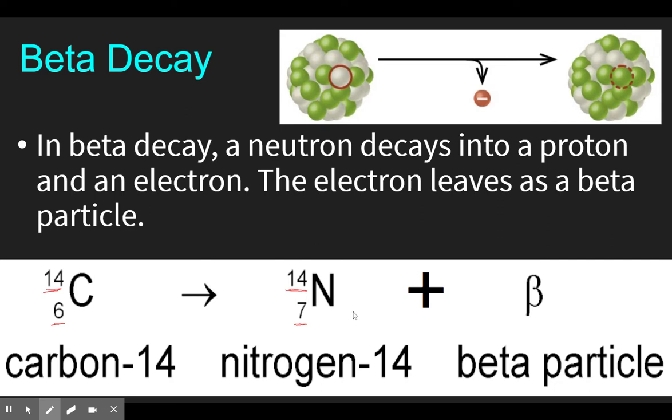At the same time, that electron that was created, there's suddenly an electron in the nucleus. Do electrons belong in the nucleus? Not at all. And so it's going to get kicked out of the nucleus at high speed and shoot off. And that is the particle that's given off in this case. Hopefully that made some sense.